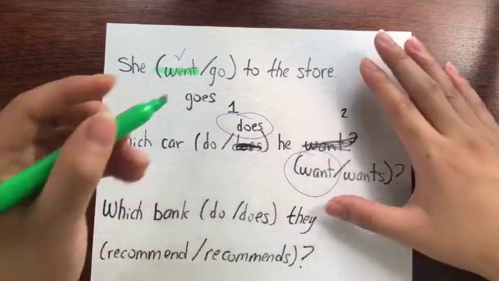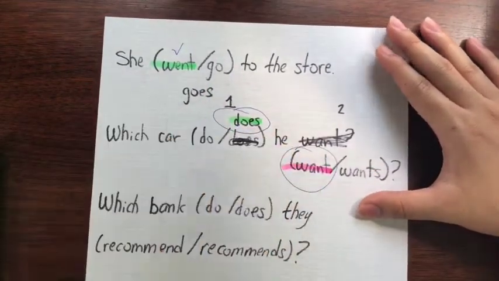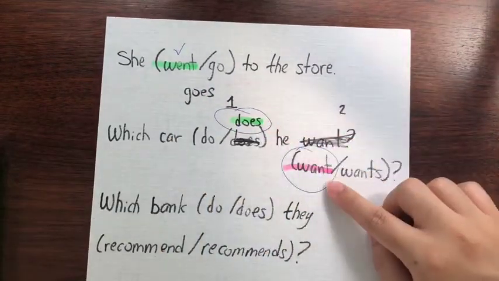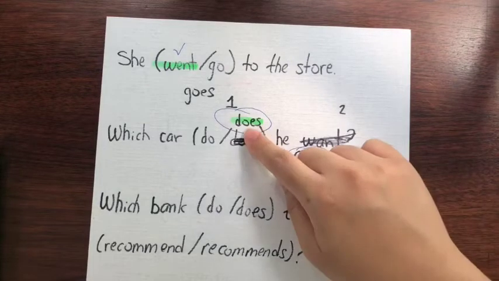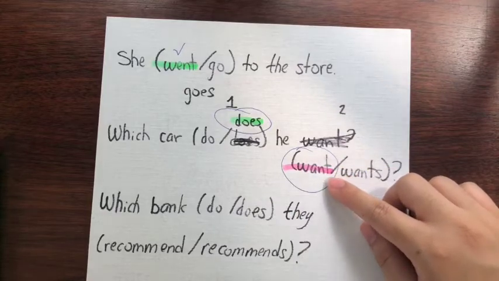This sentence, which car does he want? The first verb is does. The second verb is want. The first verb, we change the first verb. The second verb, we don't change.